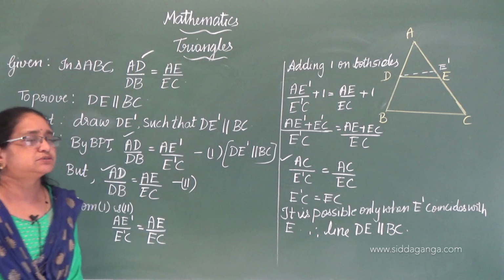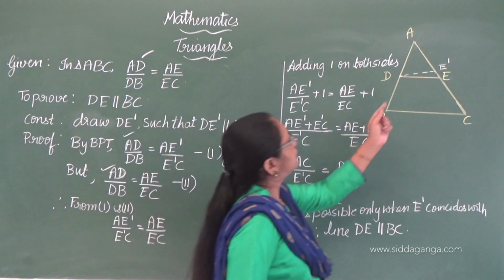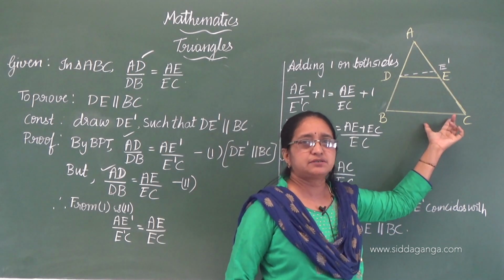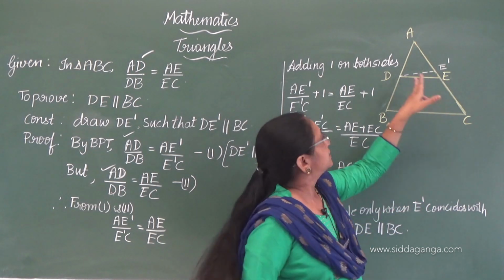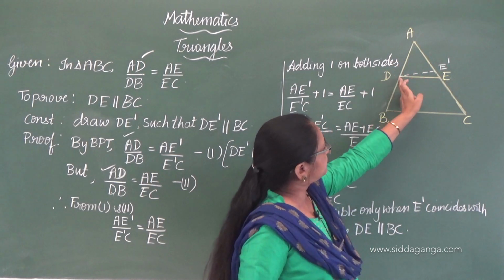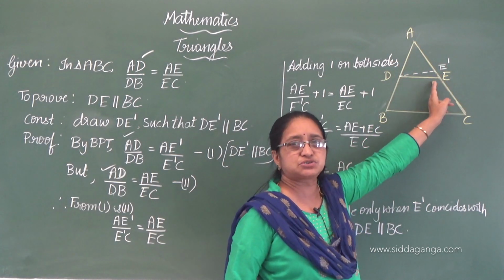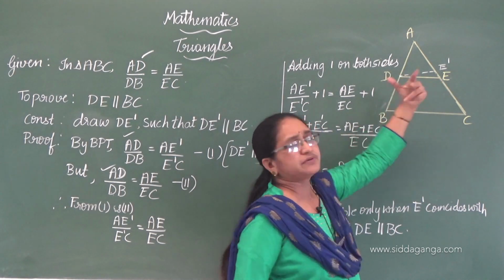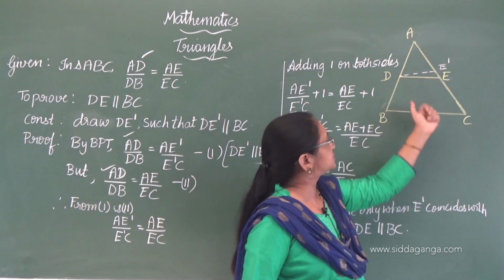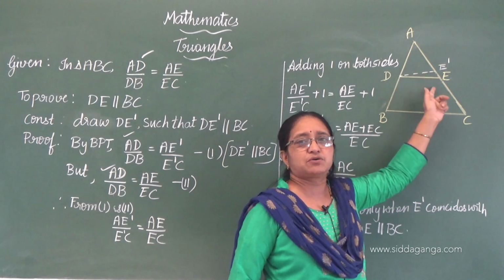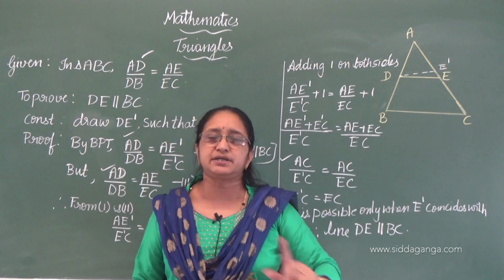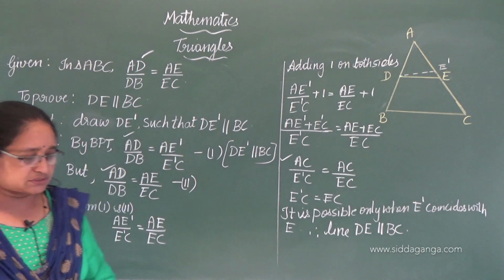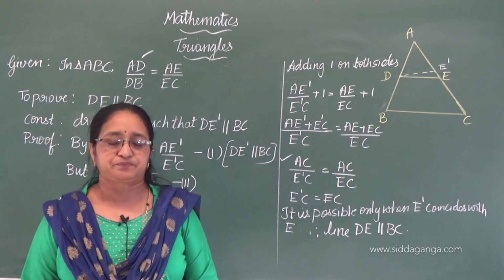I hope you understood. So, we have to assume another line, that is DE dash parallel to BC, and then we have to prove that DE dash coincides with DE. These two lines coincide with each other, and earlier we had assumed that DE dash is parallel to BC. Since they coincide, DE is also parallel to BC. Okay. So, this is the converse of BPT.